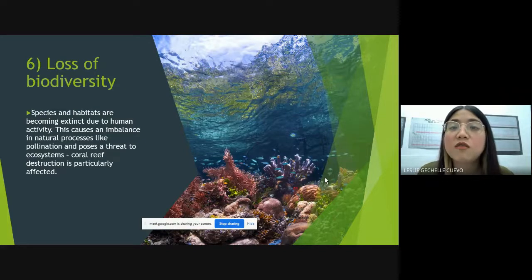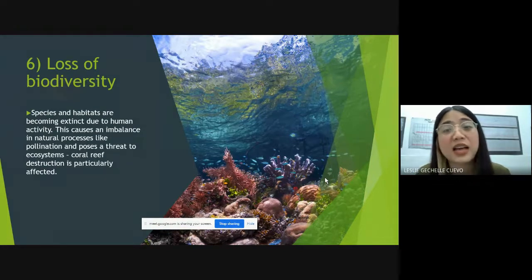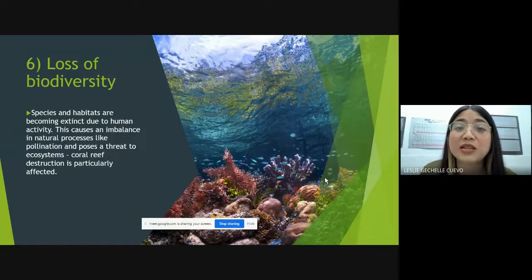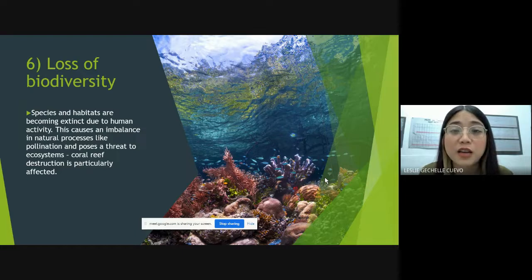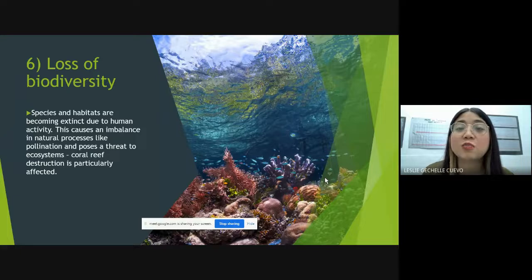And then we have loss of biodiversity na tackle na rin natin kanina. Species and habitats are becoming extinct due to human activity dahil nasisira nga yung lugar kung saan sila naglalagi. Nasisira ang ecosystem nila and nawawala ang biodiversity. This causes an imbalance in natural processes like pollination and poses a threat to ecosystems. Coral reef destruction is particularly affected.